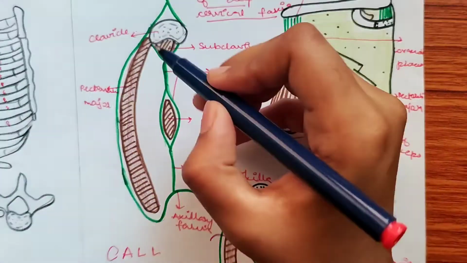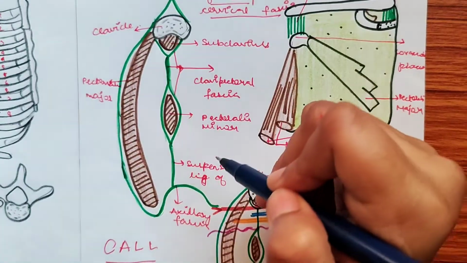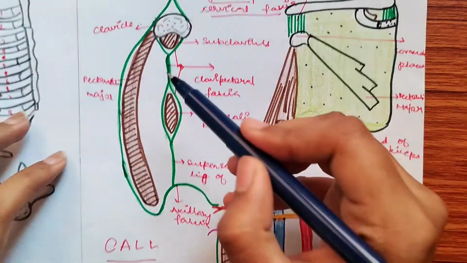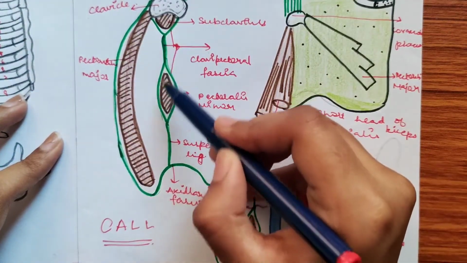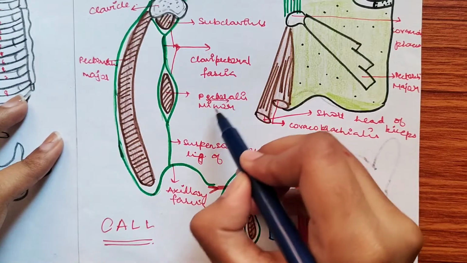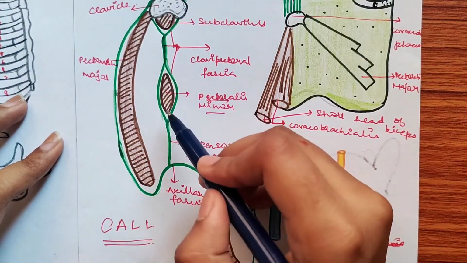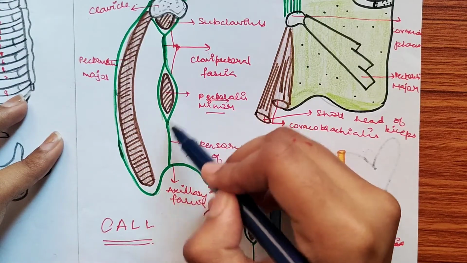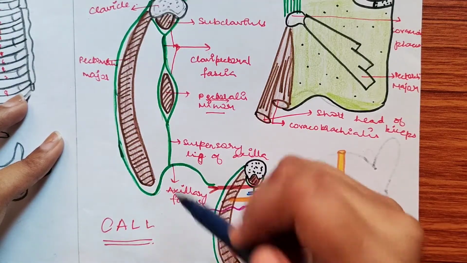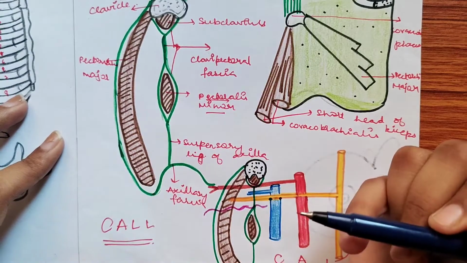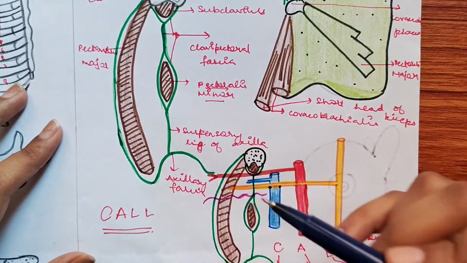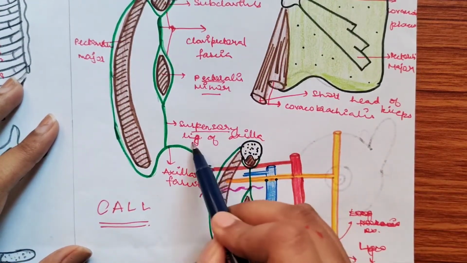Its upper part encloses the subclavius muscle. Below this, it will split into two to enclose the pectoralis minor muscle. As you can see here, it splits into two lamina and this is the pectoralis minor muscle. It encloses the pectoralis minor. After enclosing the pectoralis minor, it is continuous downwards as the suspensory ligament of the axilla.